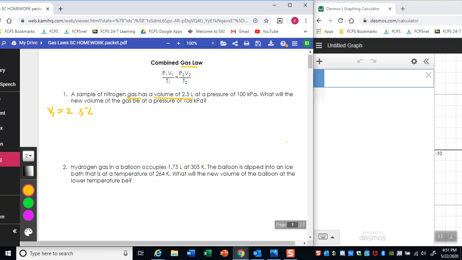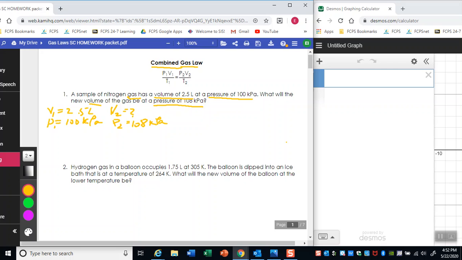So I'm going to write down what I'm given. I'm going to read this carefully and look at what I'm given. I've got a pressure of 100 kilopascals. All right, watch the Edpuzzles so you can understand what pressure is and the units for pressure. We have a new volume, so I don't know the new volume, so that's my unknown. And I have a new pressure of 108 kilopascals.